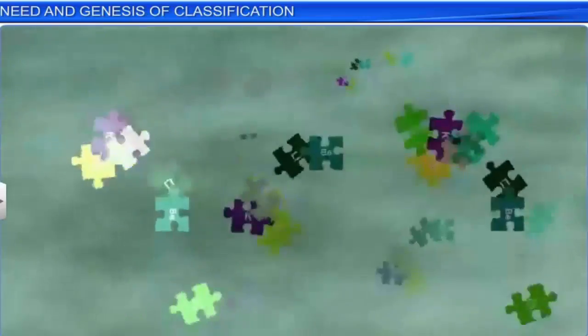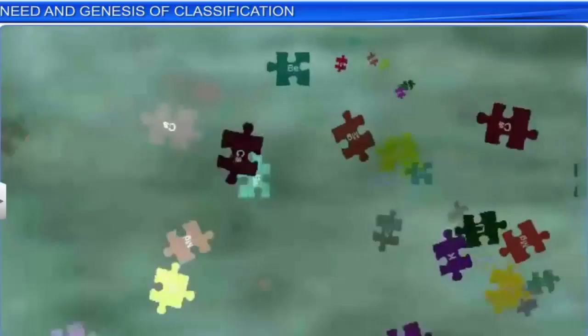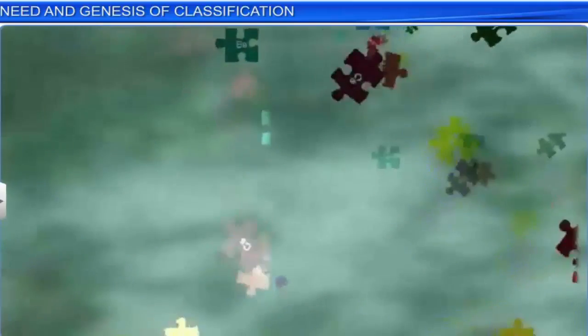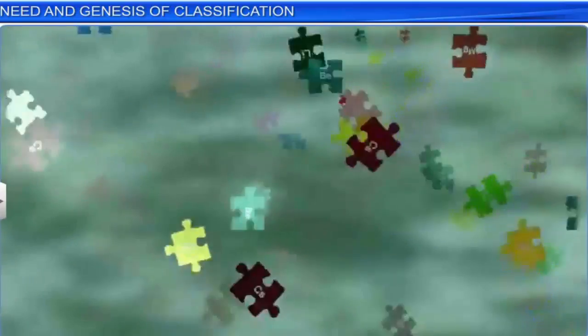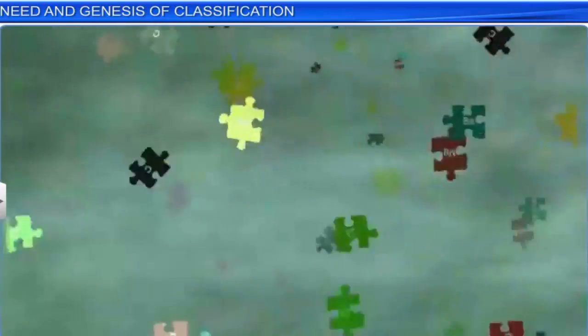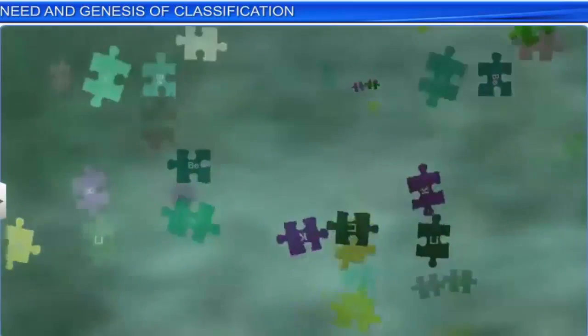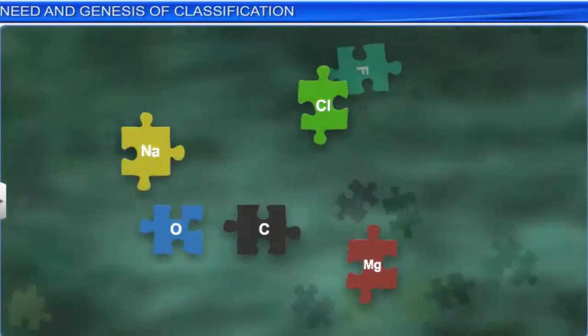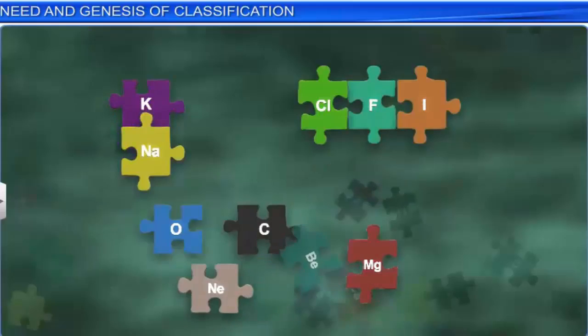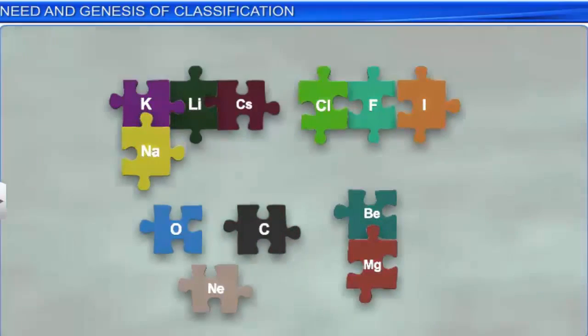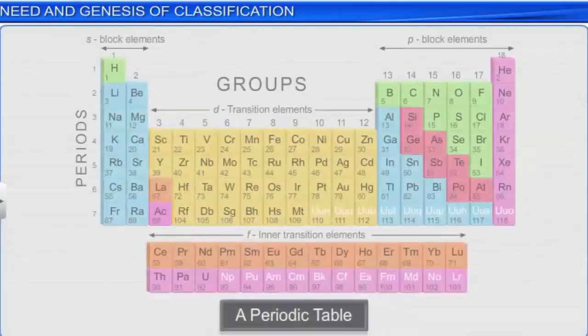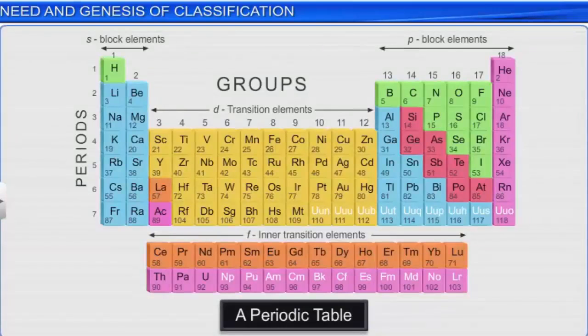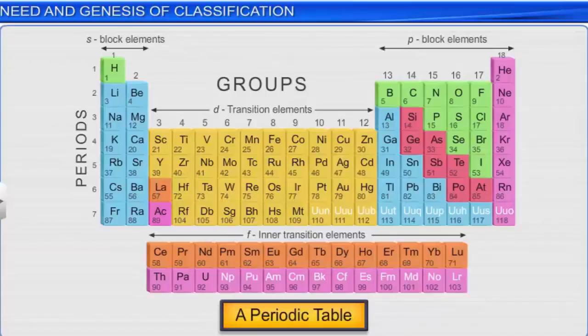Over the years, the number of known elements has gone up from 37 to 118, making it difficult to study them and their innumerable compounds individually. Hence, scientists started organizing them in a systematic way, such that those with similar properties were placed together and those with dissimilar properties were kept separate. After years of experiments and observations, scientists came up with the concepts of periodic table and periodic law.